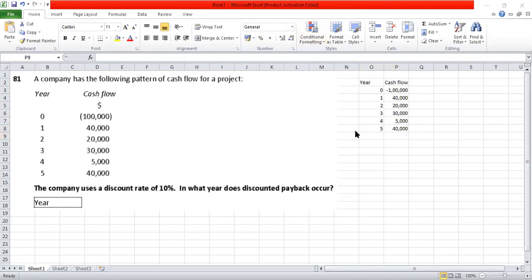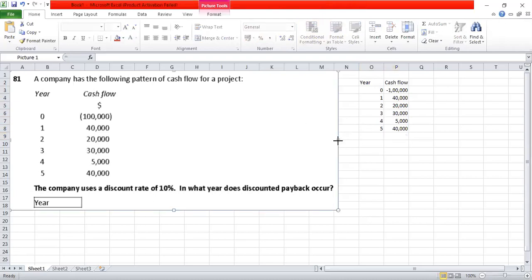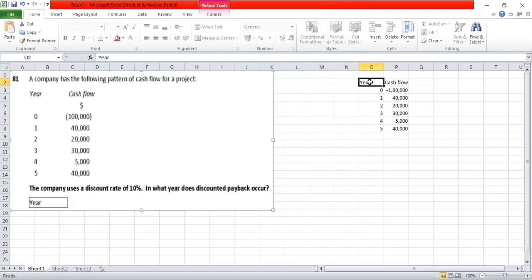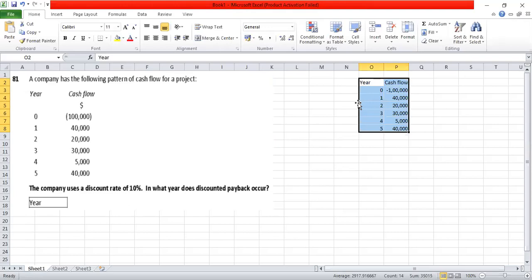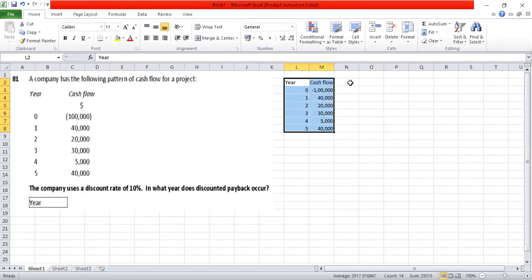I hope you're able to see the screen with the question. The question has the cash flows given. The details of cash flows are given to us, for a period from 0 to 5 years. Now, how is the payback period calculated?